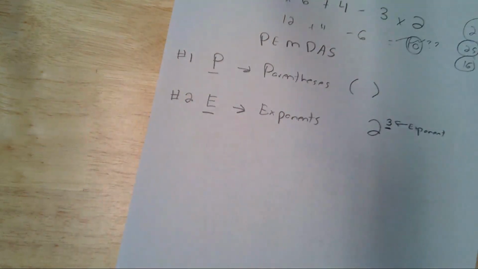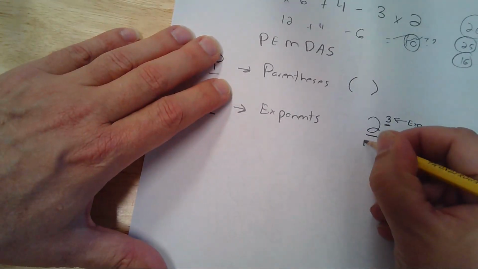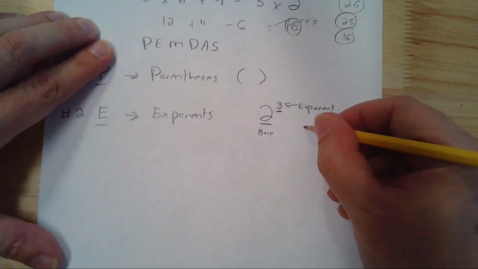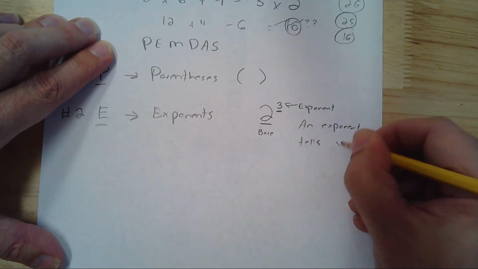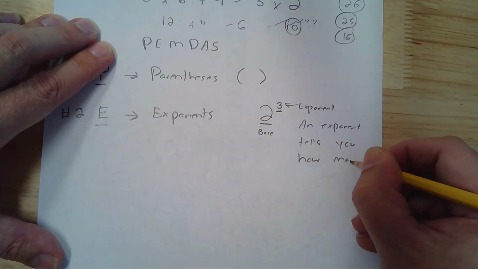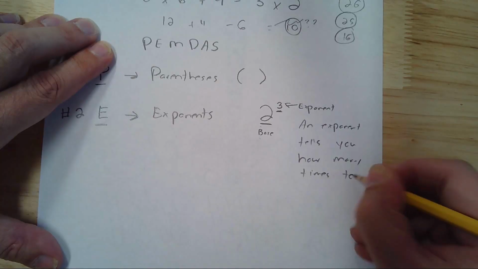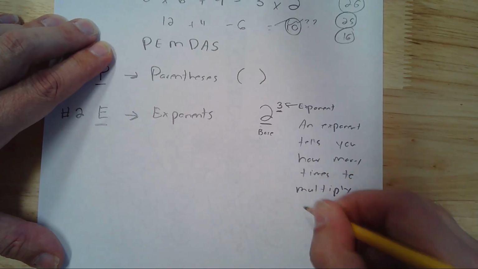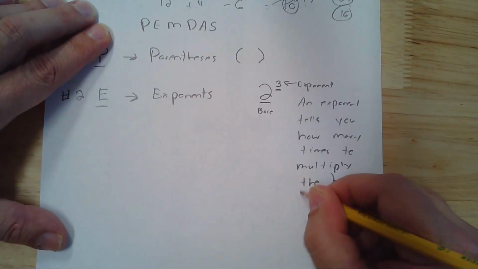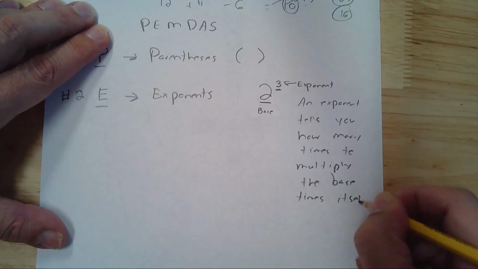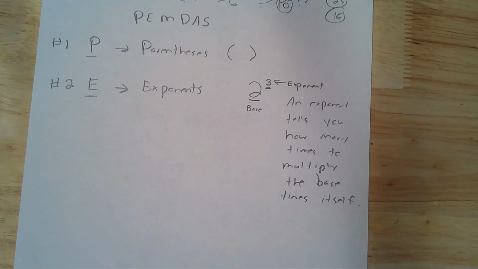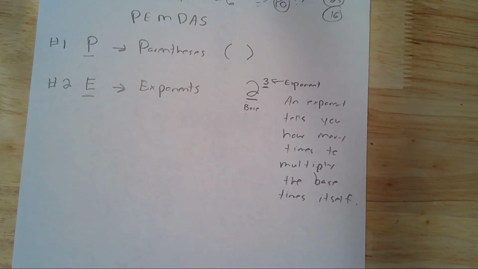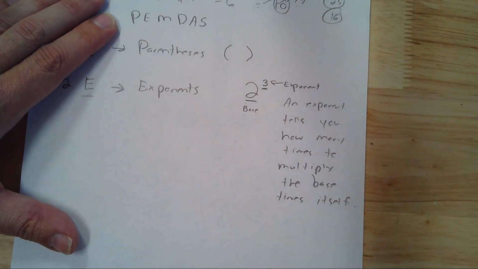So what an exponent does, this number we call the base, right? So an exponent, if you want to know, or write it down, tells you how many times to multiply the base times itself. An exponent tells you how many times to multiply the base times itself.